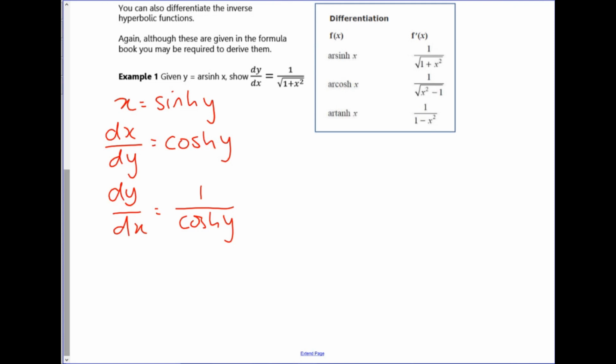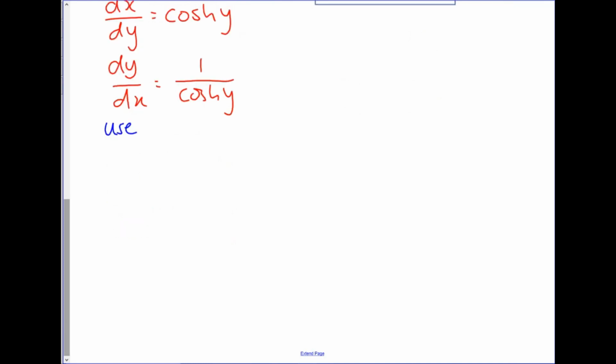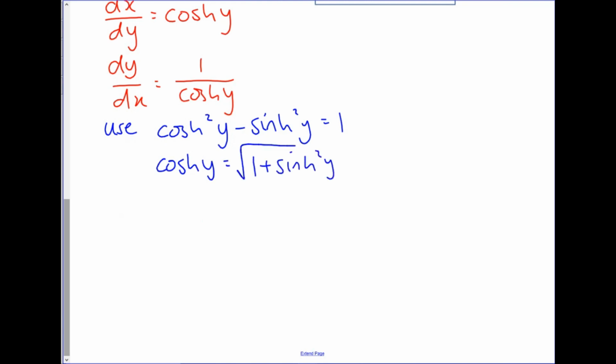Now I want to turn this back into sinh y so I can replace it in terms of x. So I'm going to use the identity that we've got for this one. Remember the identity again, this one's on the formula sheet. So you can use cosh squared y minus sinh squared y is equal to 1. Or if we rearrange this to make cosh y the subject, cosh y is 1 plus sinh squared y, all square rooted. And then we can replace this in our dy by dx. Dy by dx equals 1 over cosh y, but instead of cosh y, I'm swapping that for root 1 plus sinh squared y.